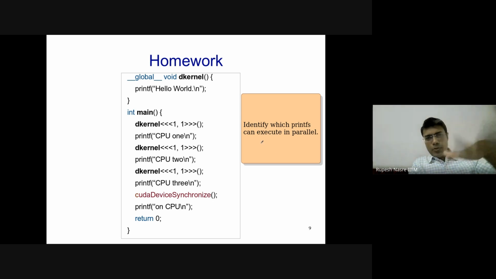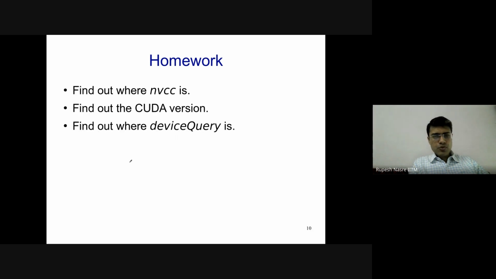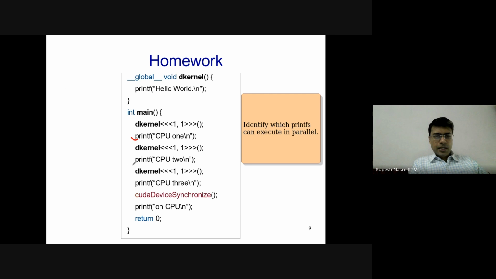So let's think from the CPU perspective first, because we understand that better. As far as CPU1, CPU2, and CPU3 are concerned, those have to be executed in sequence because the CPU is going to execute those. So that is all sequential. These cannot be in parallel with each other. As far as on CPU is concerned, that is after CUDA device synchronize, and therefore that also cannot happen in parallel with the GPU process, as well as the other CPU processing. So this part should be clear so far.